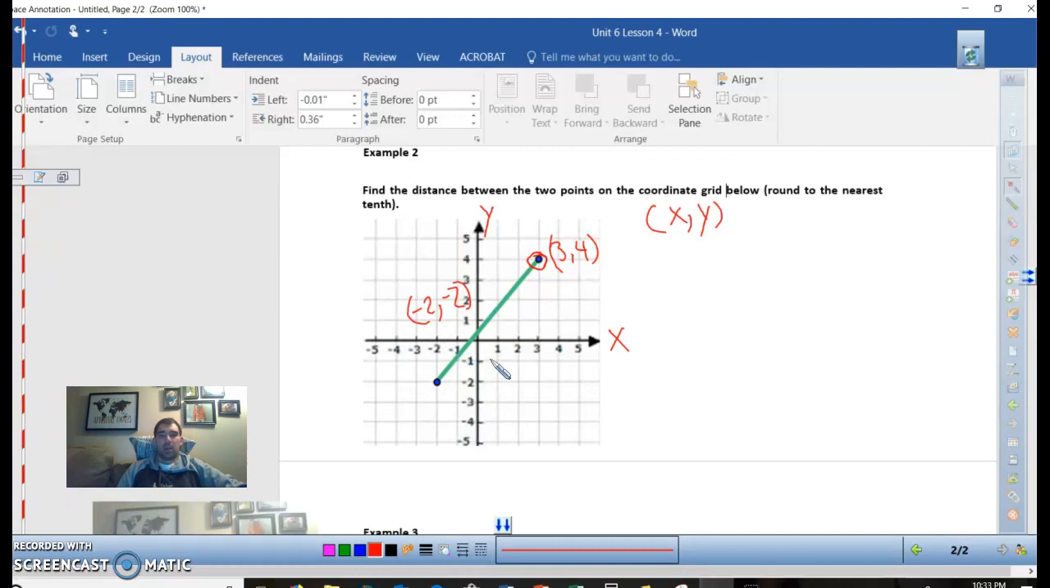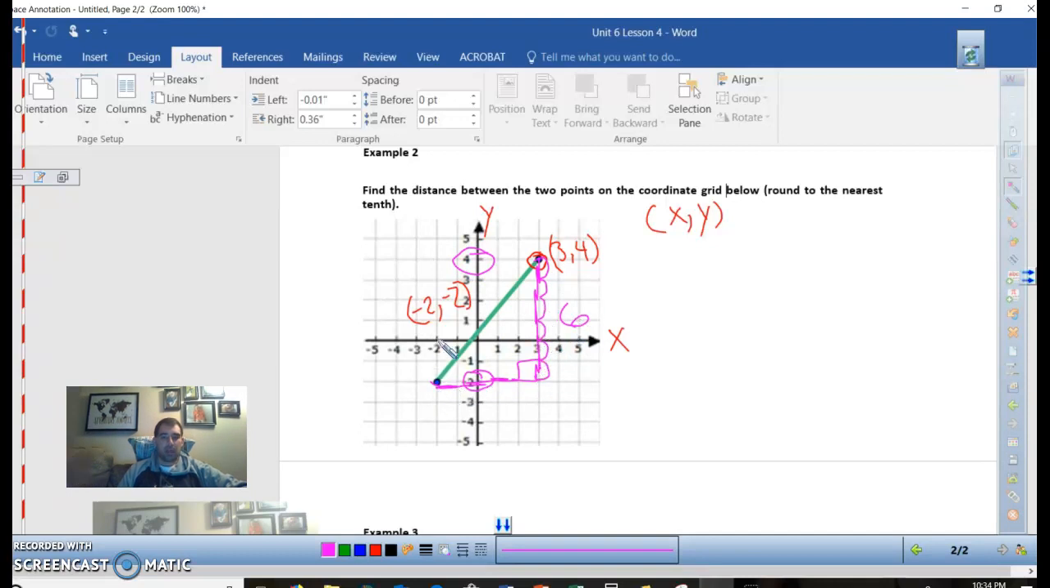So then how are we going to find the distance of this green line, the distance from down here to up here? Well, we're going to need to form a triangle. Hopefully you said triangle. Not only any triangle, a right triangle. So what is the distance of this leg? We're going from 4 to -2, that's a difference of 6. Up from -2 to 4, 1, 2, 3, 4, 5, 6 units.